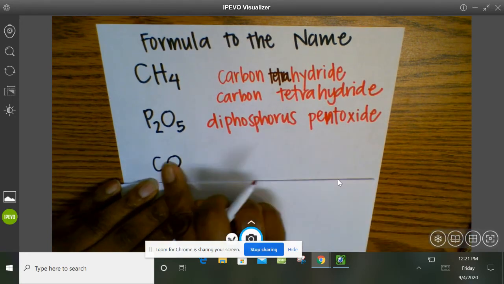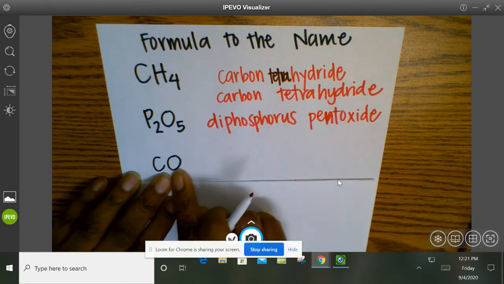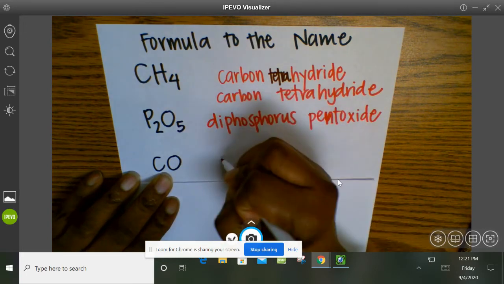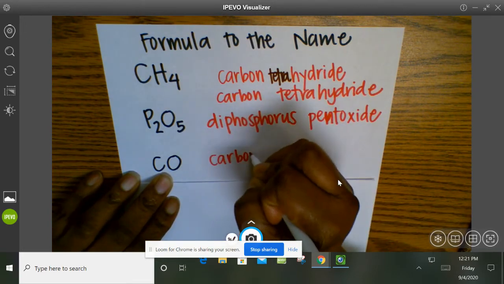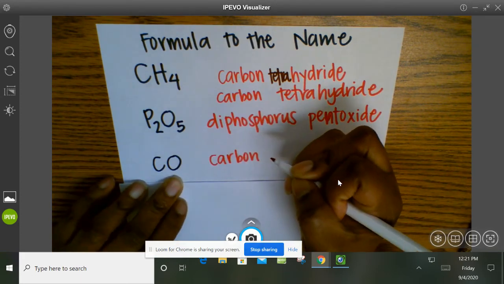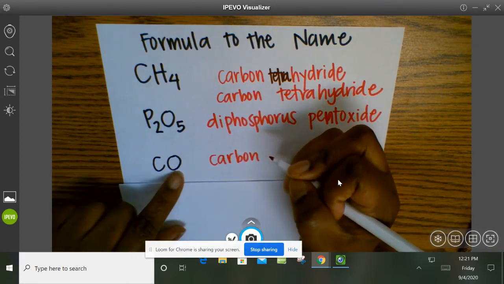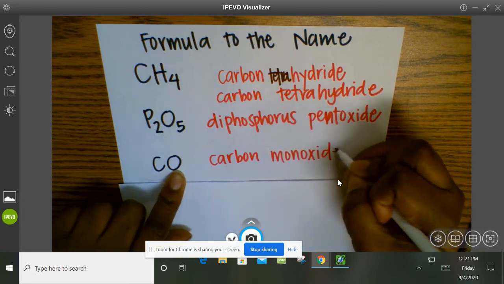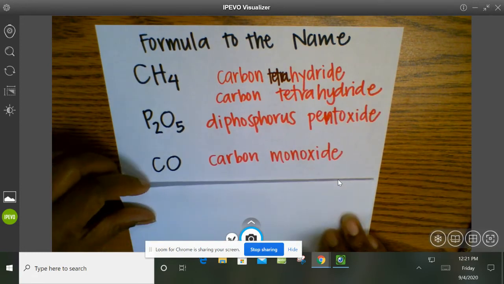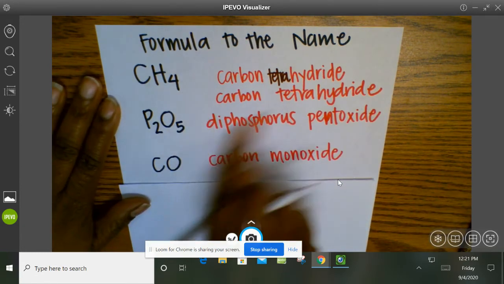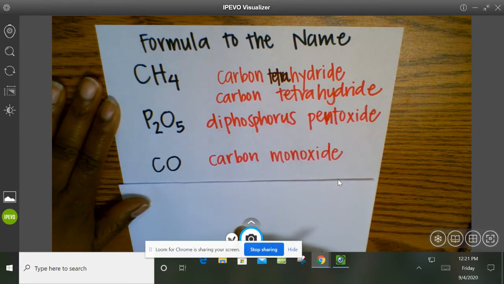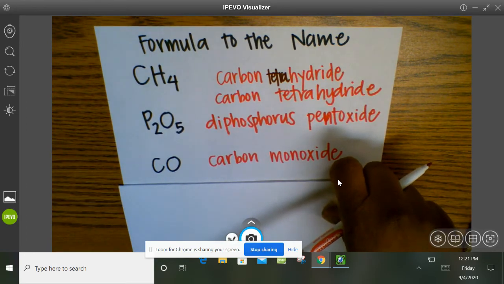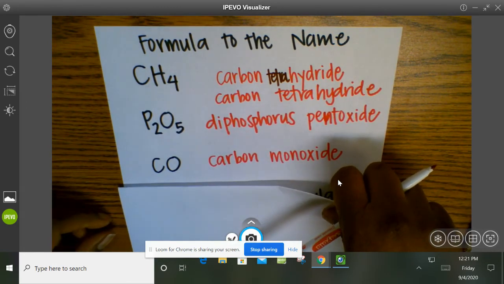All right, and then our next one, we just have C and O. No subscripts. Both of them are understood to be 1. So for the first one, we're going to leave it as carbon, but we do use the prefix mono if we only have one of the second element. And we're going to drop one of the O's and it becomes monoxide. Okay, so that's what we do when we have the formula and we go to the name. No Roman numerals or anything like that. We just have to use prefixes to help us with how many of each.